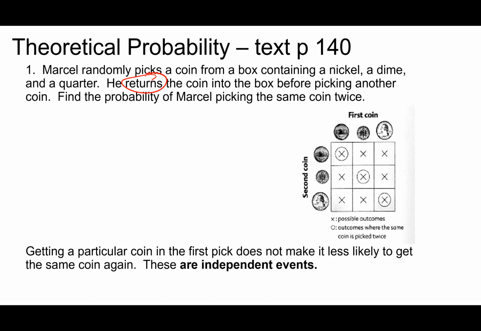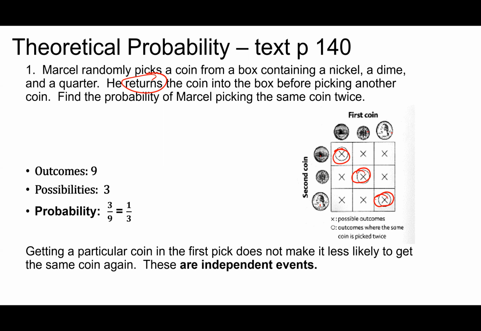You want to tell me how you got there? Okay. Good job, very well done. So Nora said that there are 9 possible outcomes, which you can see from the chart here. We've got nickel, dime, quarter, and nickel, dime, quarter. This chart shows all of the possibilities that we could draw with one and then another draw. You can see that there are 3 times when Marcel could possibly pick the same coin 2 times in a row. So that would be 1/3. Any questions on that?